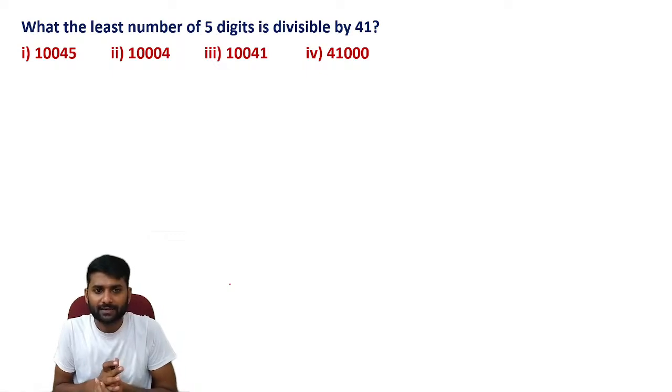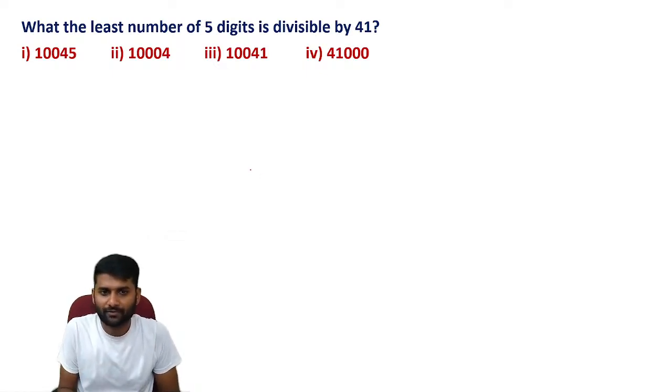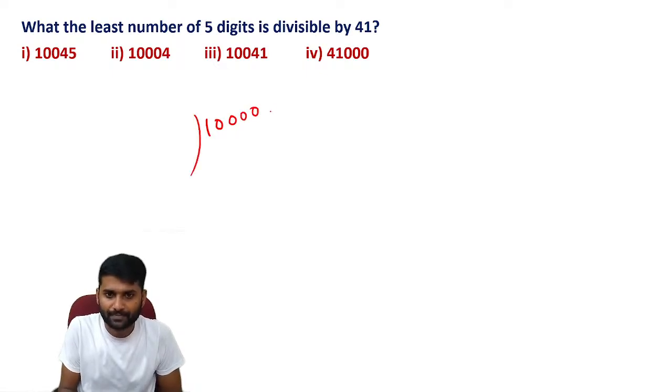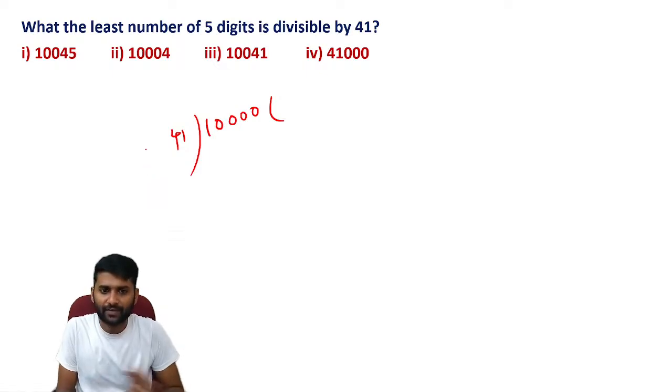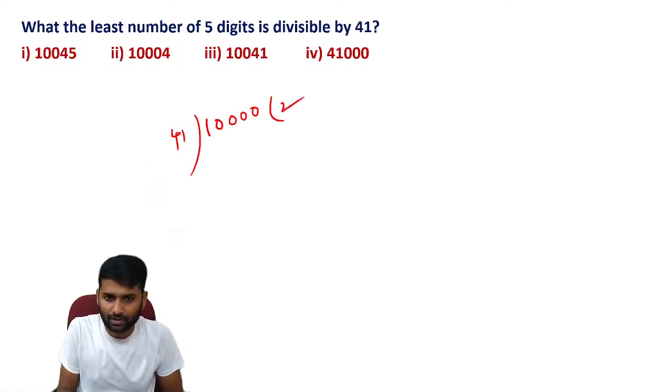Now see, the least number of 5 digits divisible by 41. See, the least 5 digit number, let's take 10,000. If it is divisible by 41, definitely it leaves remainder 0. Verify whether it leaves remainder 0 or not. So 41 into 2 is 82. Here the difference is 18. 41 into 4 is equal to 164.